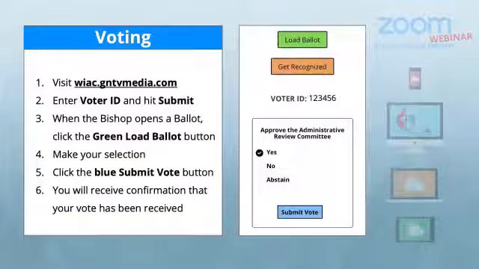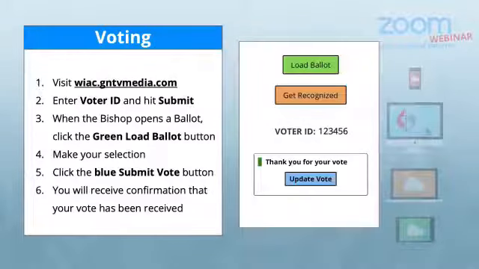Clicking the green Load Ballot button when a ballot is open loads that for you to make your choice. Then you will have the ability to click yes or no, making your choice about the issue before the body, and then clicking the blue Submit Vote button. After you do that, I want to point out that you will see a confirmation message if everything has gone correctly, a small green box and the words, "Thank you for your vote." That means that your vote has been submitted and that everything is ready.